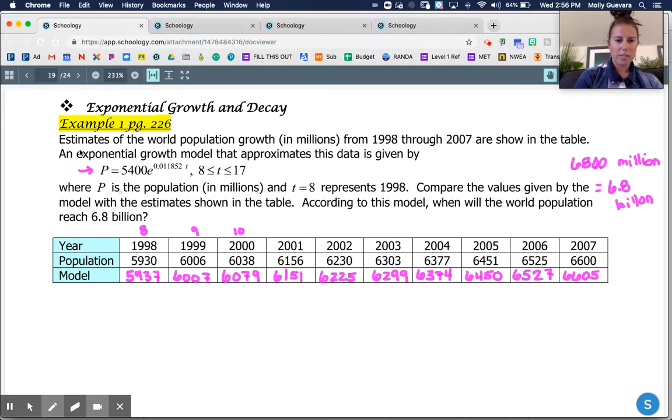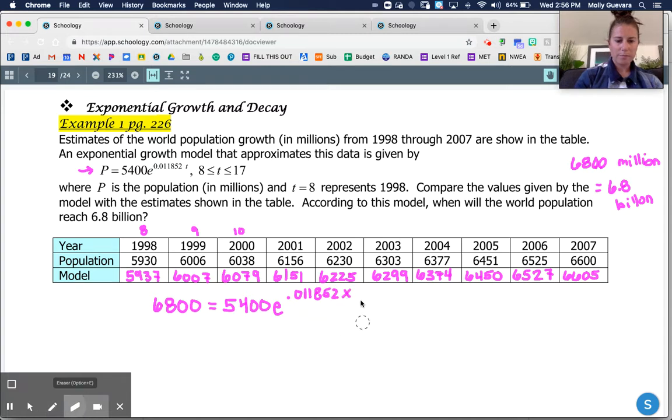So I'm going to take this equation and set it equal to 6,800, because that is 6.8 billion. And then I get 5,400 e to the 0.011852 t. My bad, it's a t.